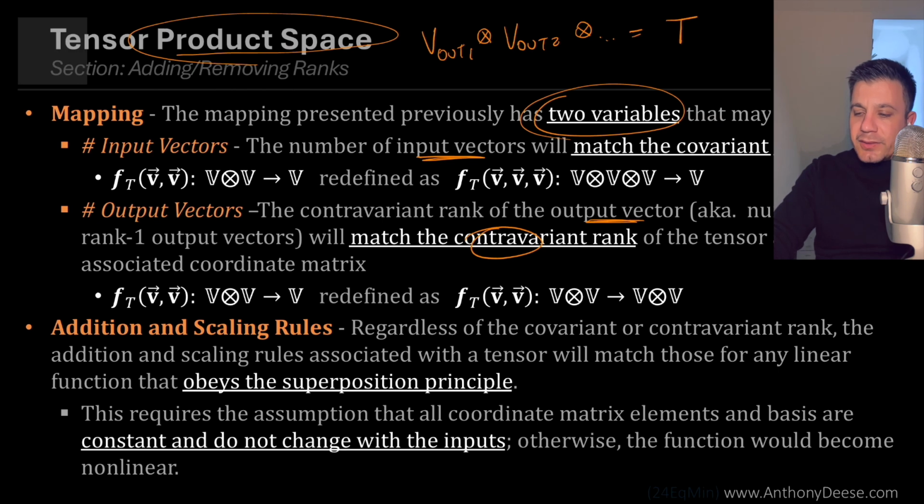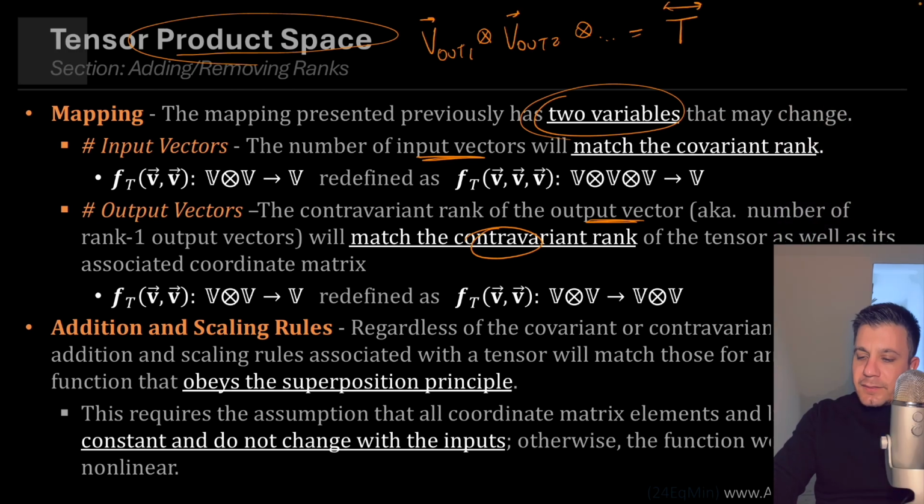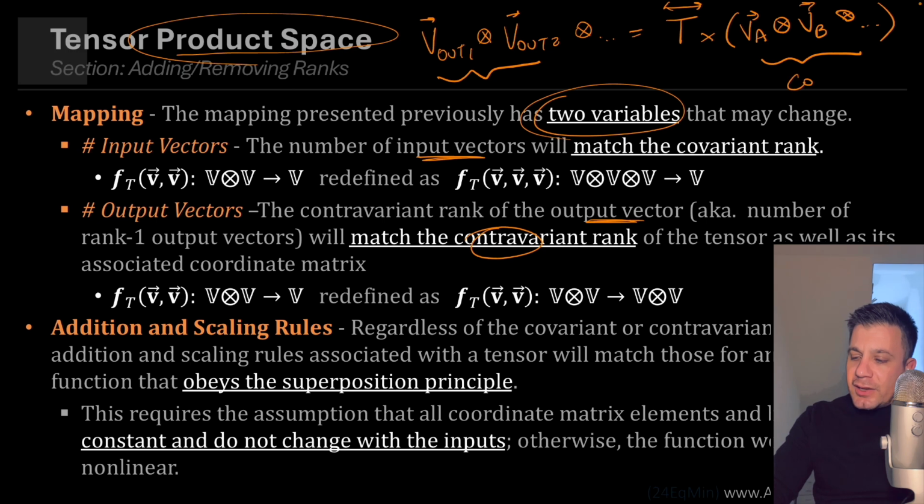is equal to some tensor times, again, assuming proper contracted ranks, VA, tensor product VB, tensor product ... Okay, so right, this represents the number of inputs, this represents the number of outputs, this is going to be correlated with our covariant rank, this is going to be correlated with our contravariant rank, and the tensor itself is going to have to react to those values, right?